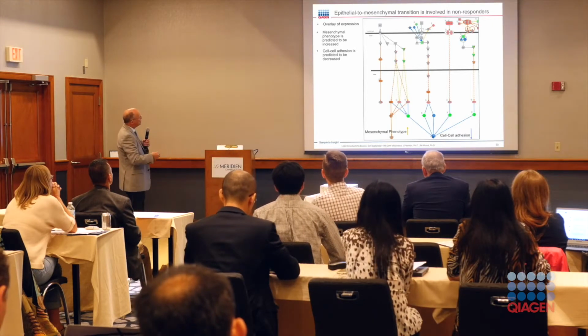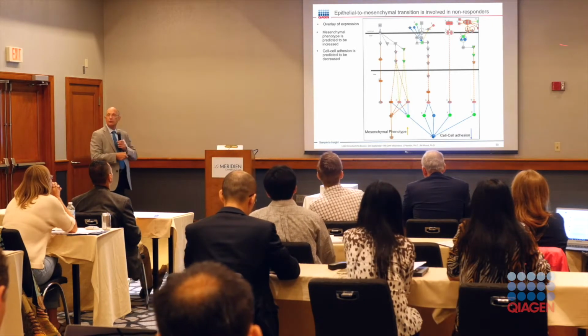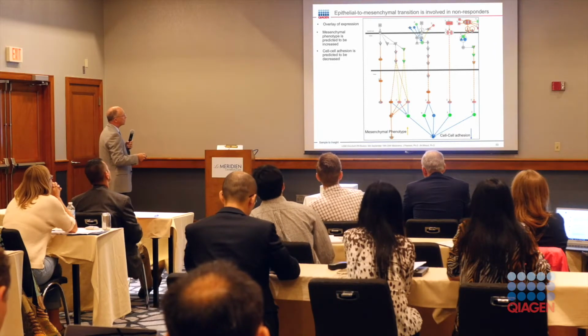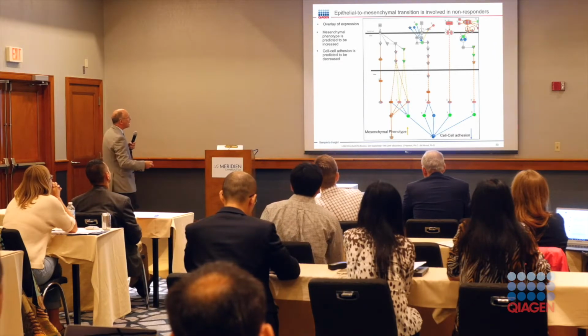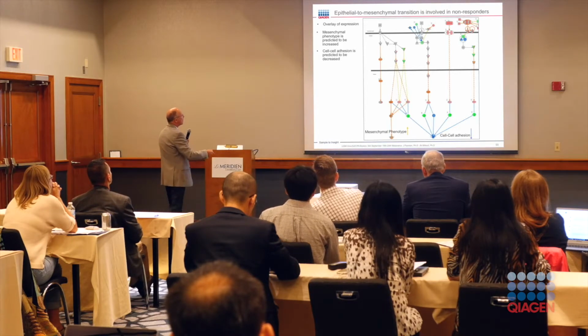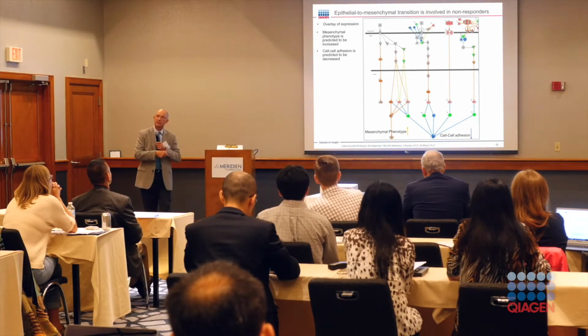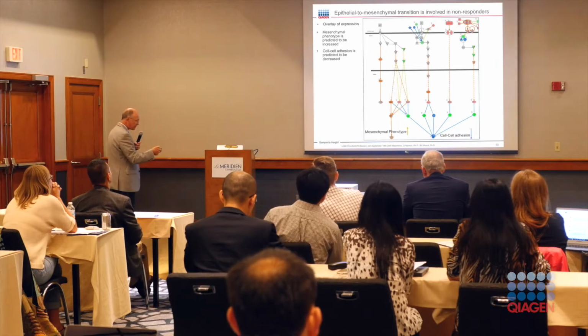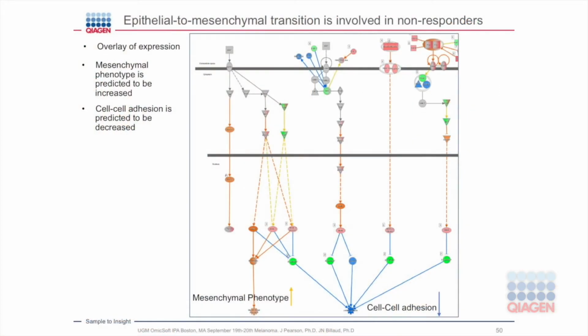And what we do here is overlay the expression of your genes in your data set. Green downregulated, red upregulated. And you also see the colors blue and orange. This is the prediction based on the pattern of expression of your genes. You can predict that in that case, the mesenchymal phenotype will be increased and the cell-cell adhesion will be decreased. So we are really in the context of an EMT phenotype here. So that's just one aspect of the canonical pathways.